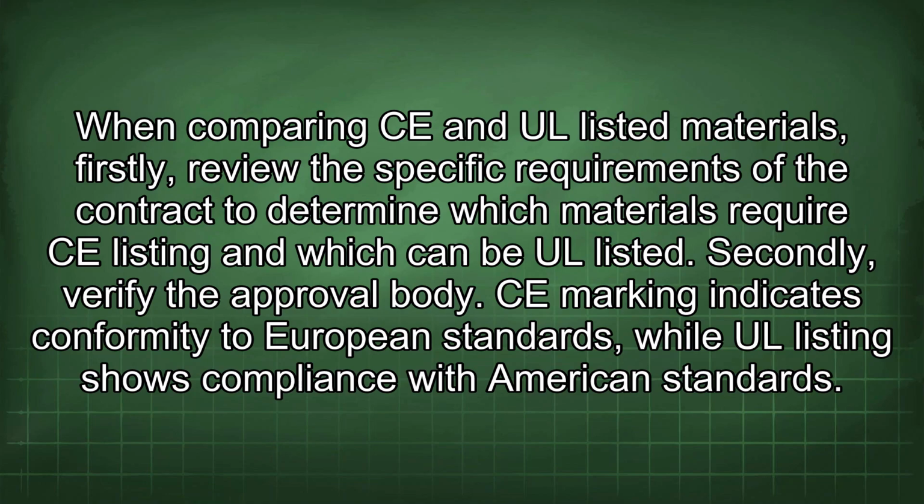When comparing CE and UL listed materials, firstly, review the specific requirements of the contract to determine which materials require CE listing and which can be UL listed. Secondly, verify the approval body. CE marking indicates conformity to European standards, while UL listing shows compliance with American standards.